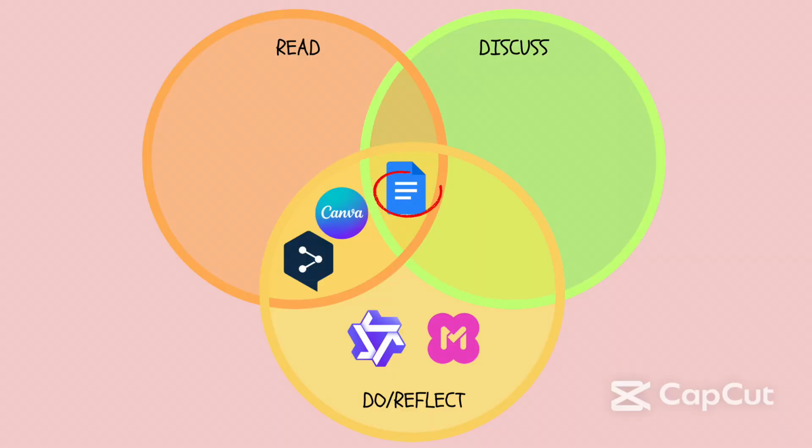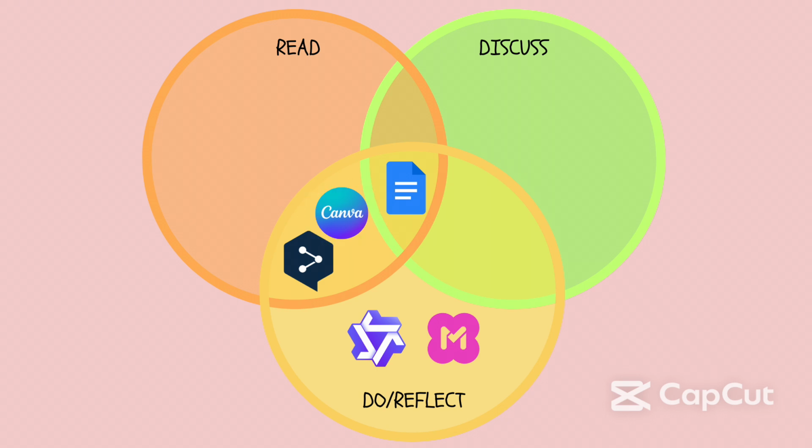My PLE is a flexible and evolving system made up of tools that I use to learn autonomously, reflectively, and creatively. I use Google Forms to read, do and reflect, and discuss. I use it to take notes, write my projects, and participate in group tasks. It helps me think critically about my learning while also engaging in meaningful communication with others.